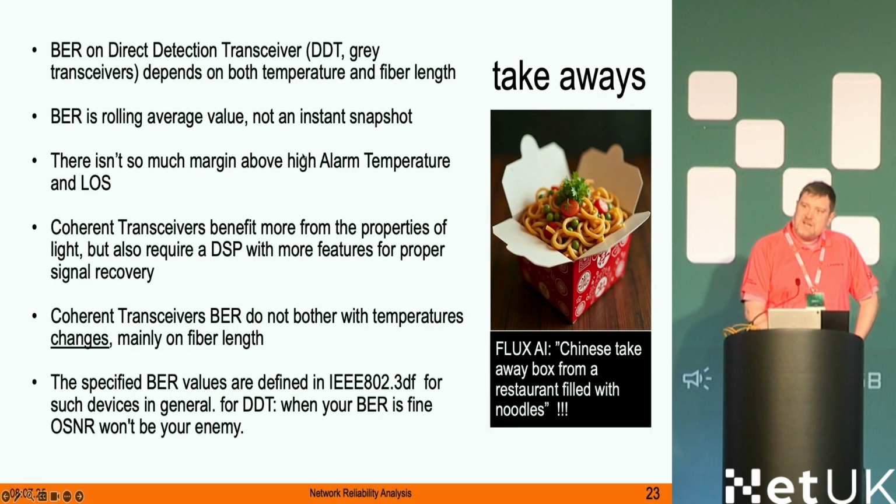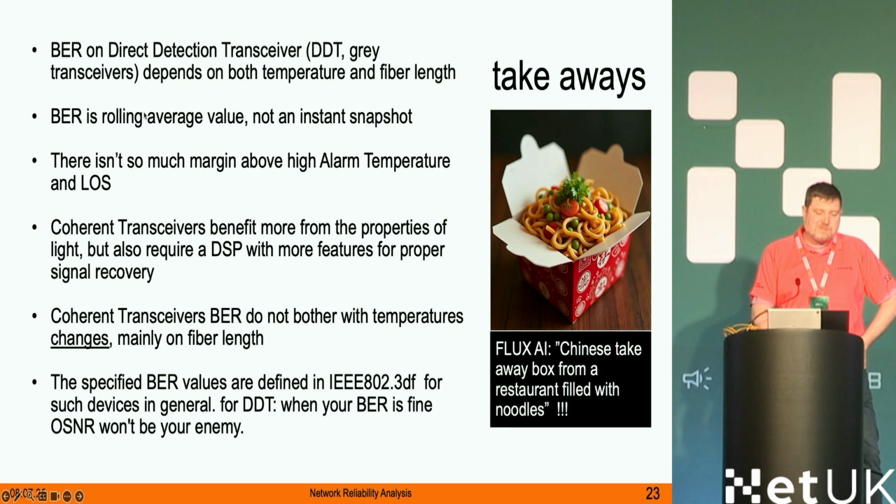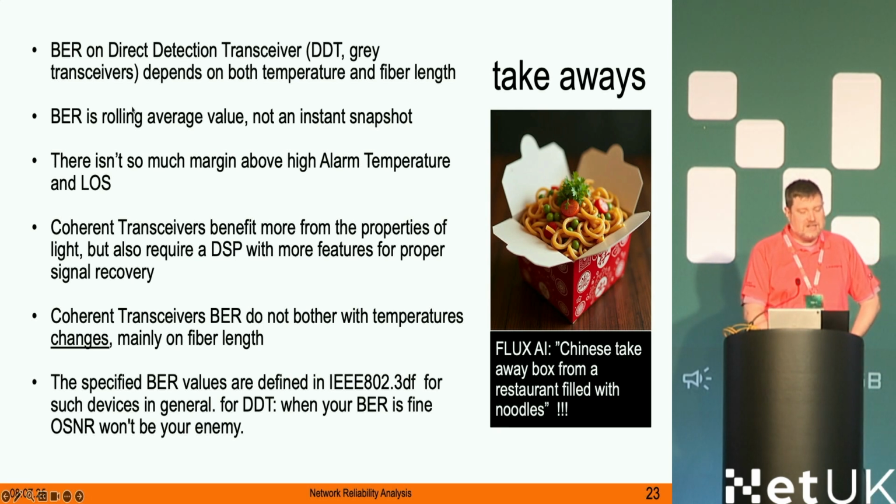And that's basically it. Some takeaways. Bit error rate on a direct detection transceiver depends on temperature and also fiber length, obviously. Bit error rate is a rolling average, since we are counting the whole time. So you are dragging the past when you read bit error rate. Watch out for this.